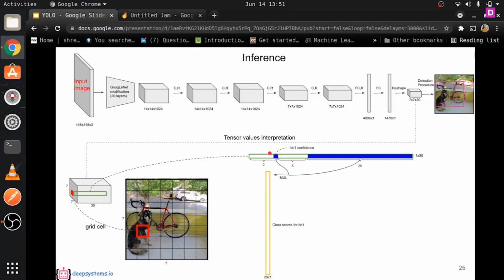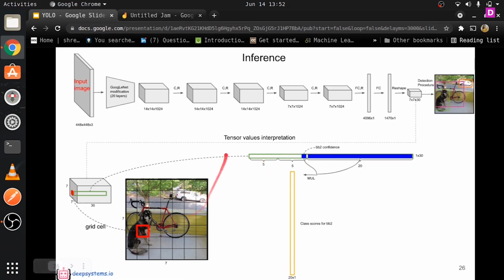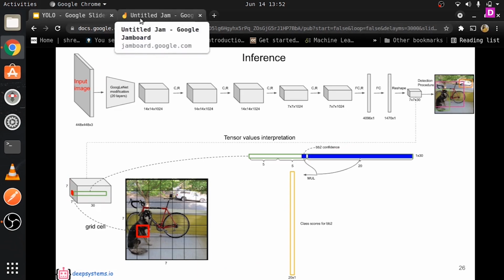So this class confidence score will be multiplied to all these 20 values. These 20 values are basically the probabilities that the object belongs to that particular class. So you multiply that, you get one value. But you have to remember, you are not finding it for one anchor box, you have two anchor boxes. So you calculate this now for the second anchor box. Now you get scores, and these are basically class scores for bounding box 1 and bounding box 2.